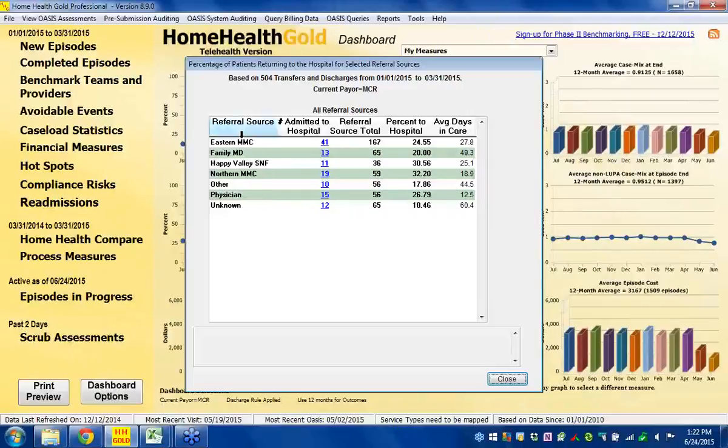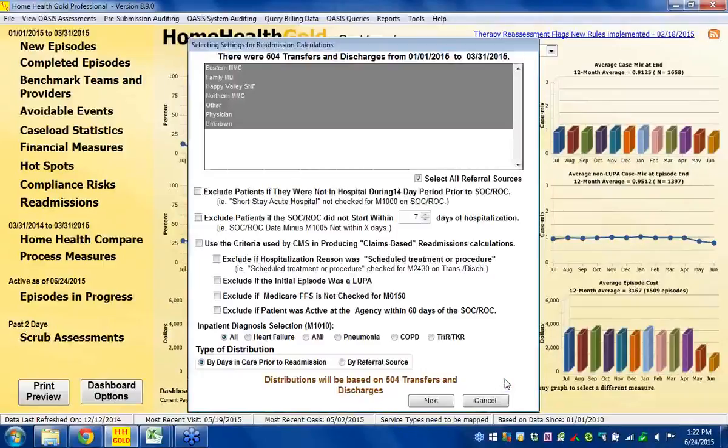So these referral sources in Home Health Gold Professional will be coming right from your billing system, so you can see specifically those that you're most interested in, how successful you are at keeping them out of the hospital. So it's a change, so it makes us think again a little bit, but I think in the long run you're going to like it a lot better because you don't need to have faulty information showing up because you didn't set your dashboard back far enough or anything. We've eliminated that from you and put it on the software to worry about that stuff.